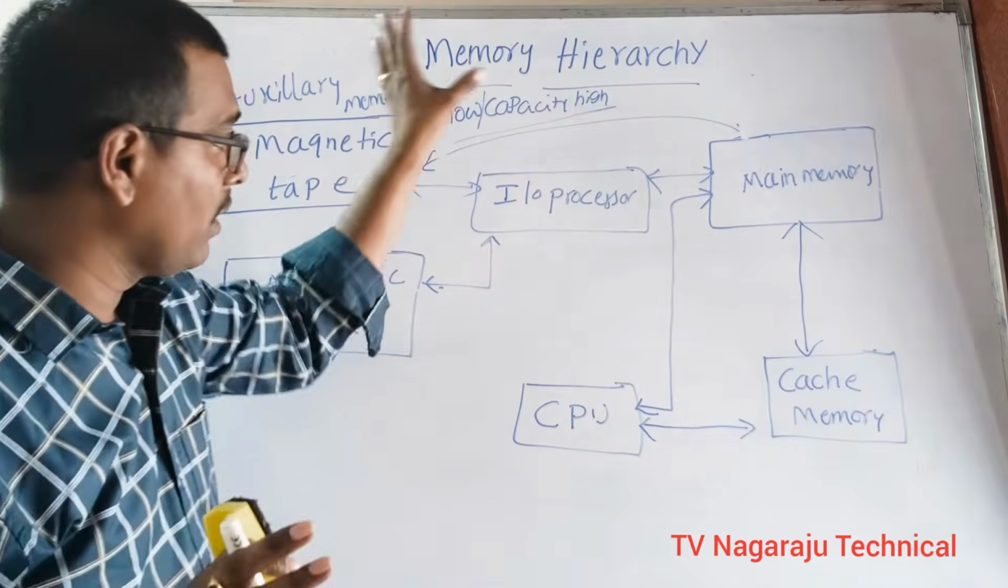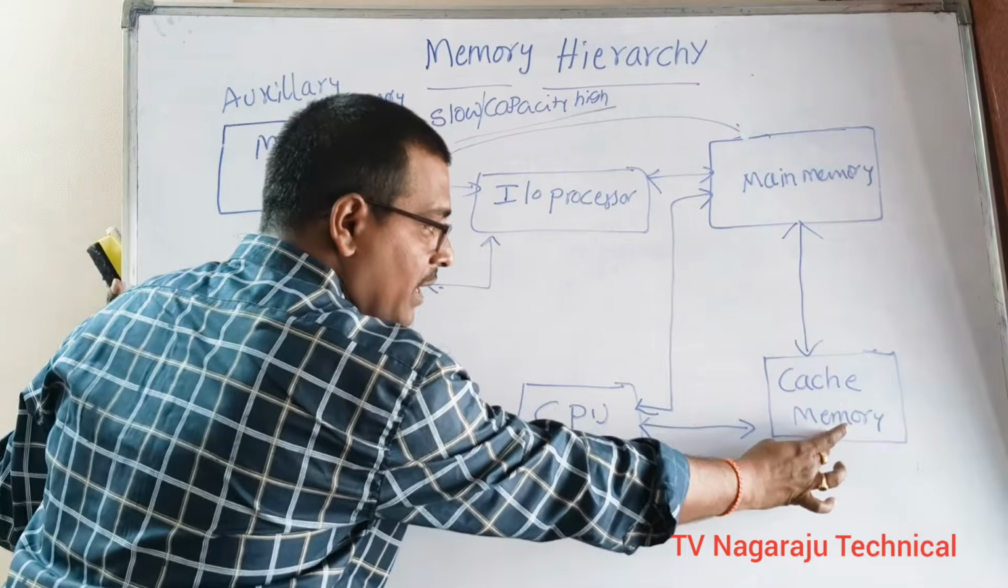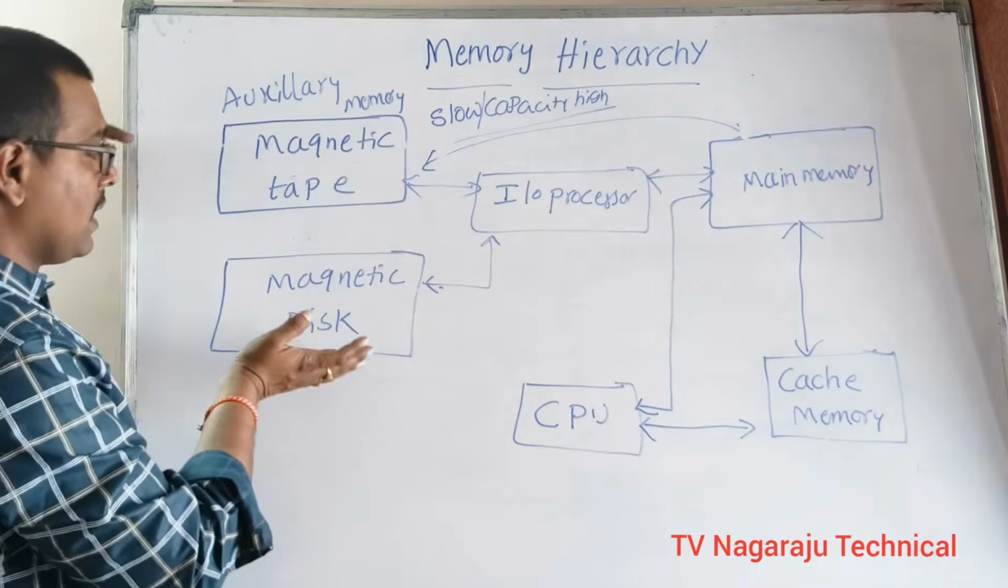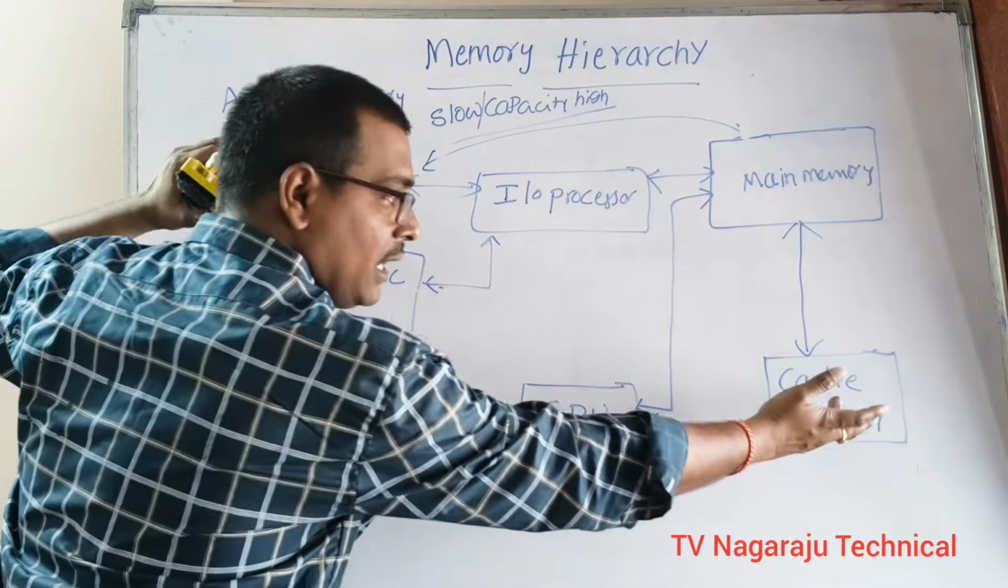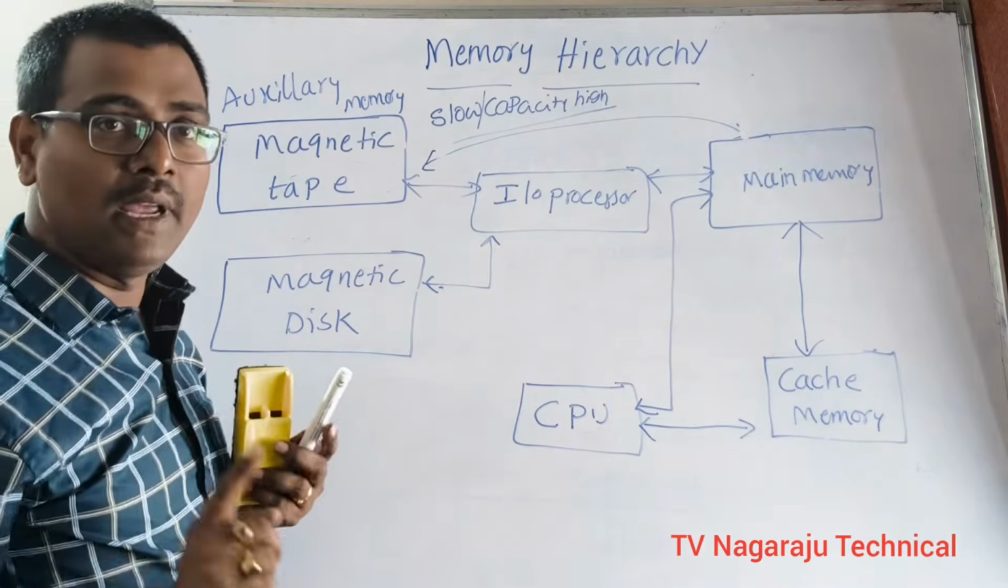Okay, now in the hierarchy, this is very slow and this is very fast. This is the mediator. The cost is very low here. Here the cost is very high. This is the memory hierarchy.